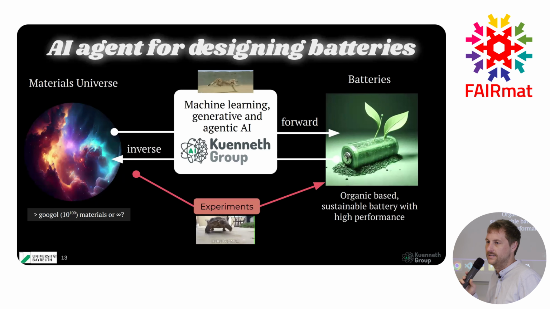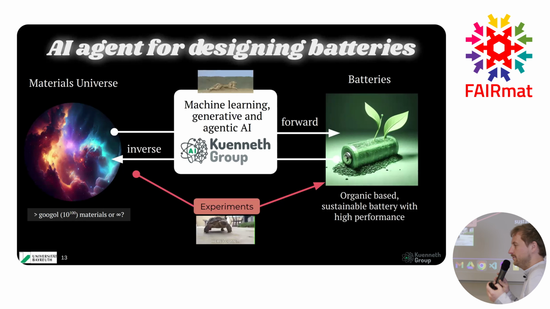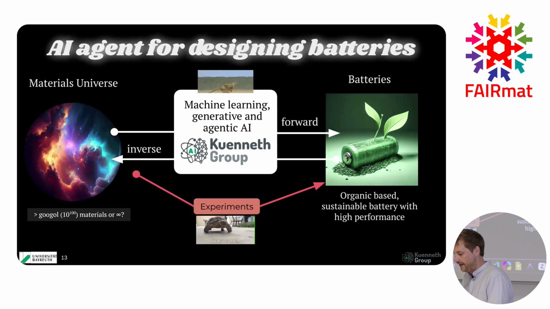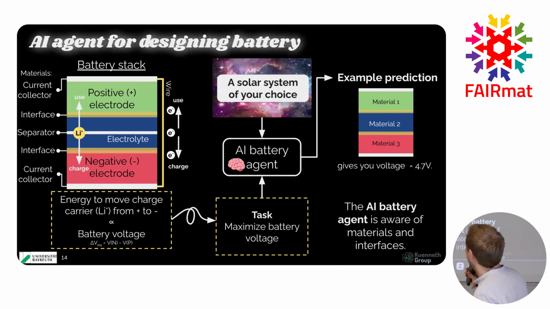with high KPIs. Performance of batteries is measured in cycle stability, specific capacity that stays constant over time, voltage, and so on. We want the battery to contain lots of charge, but be as light as possible, for example, like all these things. And the vision behind this is to create an AI agent for designing batteries.